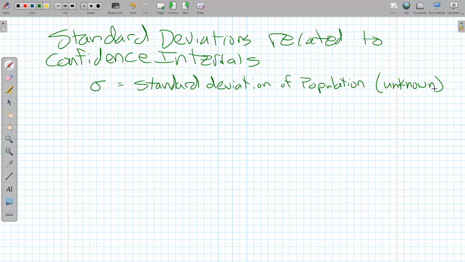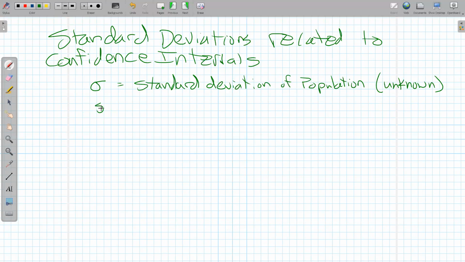Think about it this way. We're doing samples to estimate the average of a population. If we don't know the average, how are we going to know the standard deviation? Because standard deviation is calculated based on the average. So generally, we don't know that. It's just this idea out there. We can't calculate it because we don't know everybody in the population.